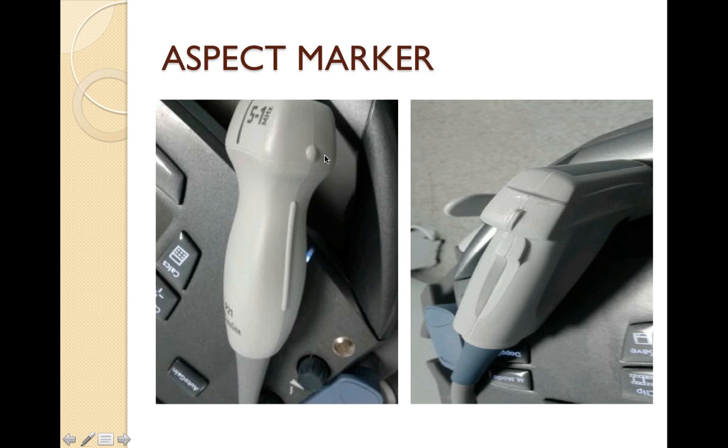Another important point is the aspect marker. If you look on the ultrasound probe, this is a Sonosite machine. Here this is the aspect marker. On the GE machine, this is the aspect marker. What is the importance? When you put your ultrasound probe, you should know from where your needle will come. Suppose you are scanning for the median nerve, it lies medial to the artery, so you should go from medial side, so you should know from where your needle will come and you can search accordingly.